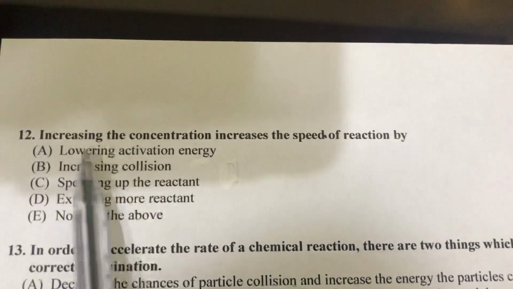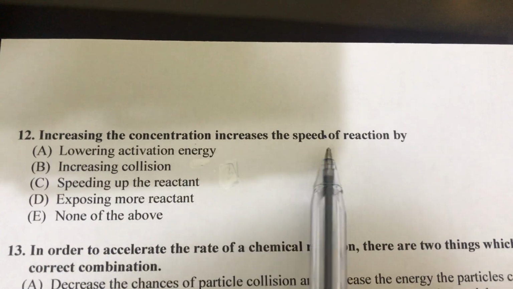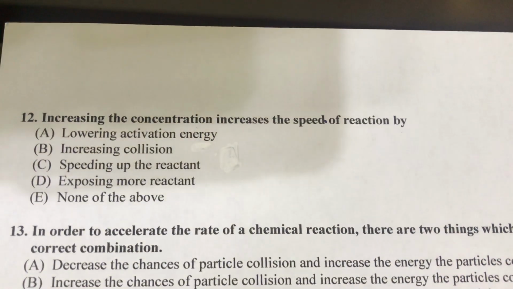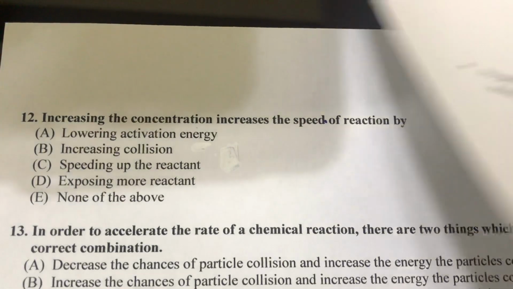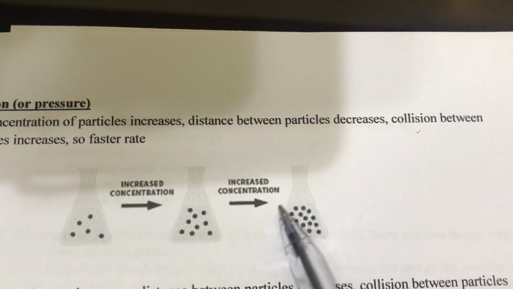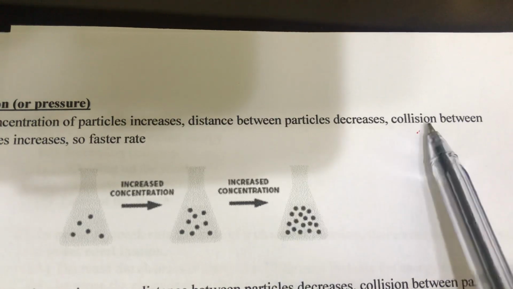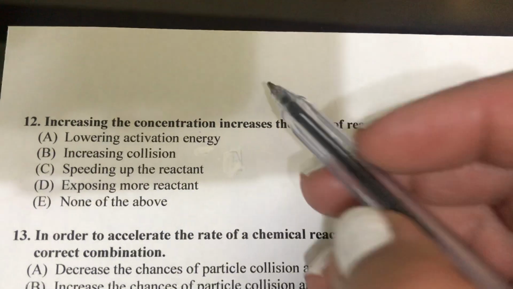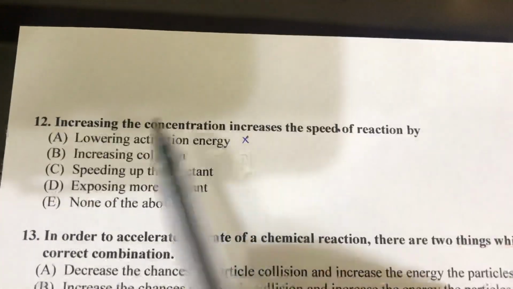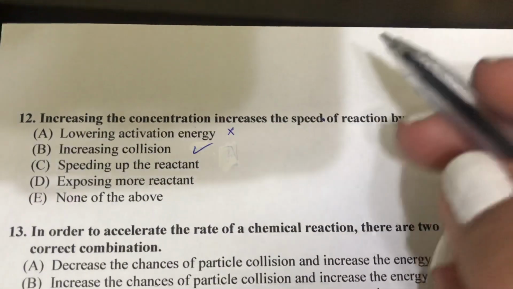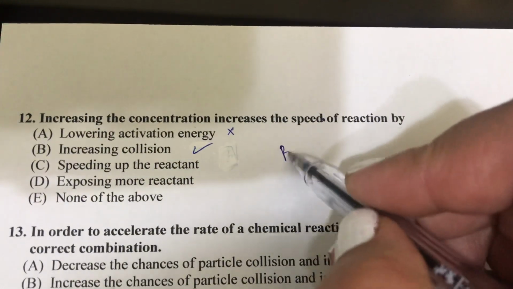Question 12. Increasing the concentration increases the speed of reaction by. What is the effect of concentration? As concentration increases, the number of particles increases, so collisions between them increase. Lowering the activation energy? No, just a catalyst affects the activation energy. Increasing the collisions? Yes, because the number of particles increases. So the correct answer is B.